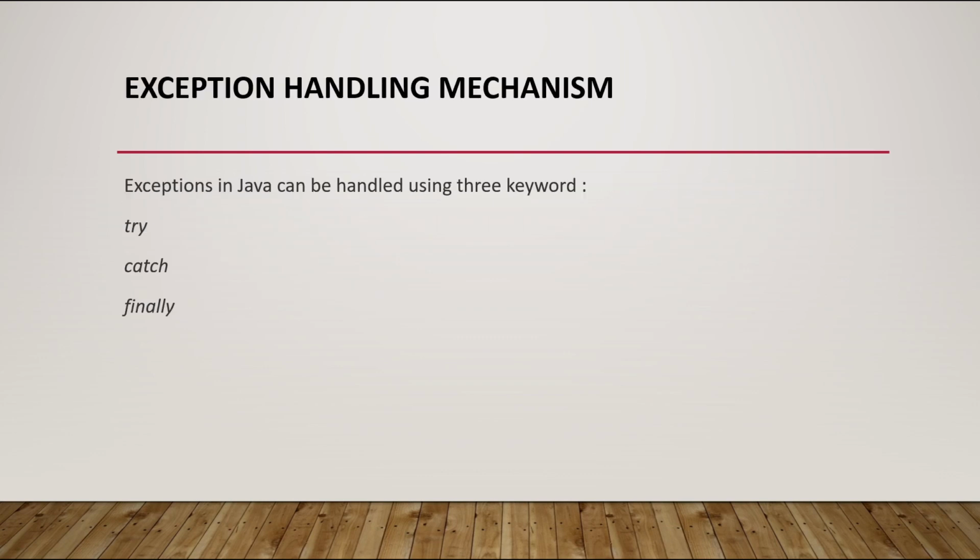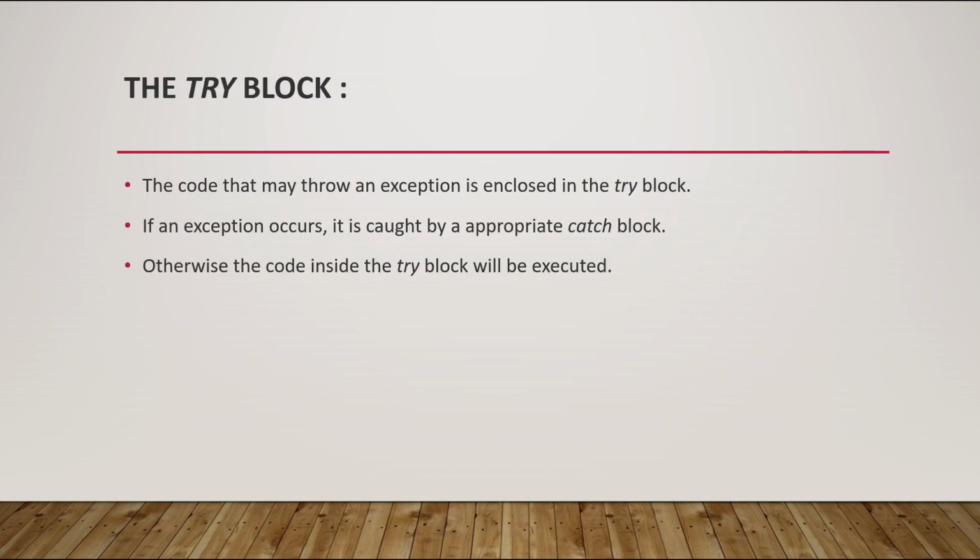Alright, let's move on to exception handling mechanism. Exceptions in Java can be handled using three keywords, that is try, catch, and finally. The try block. The code that may throw an exception is enclosed in a try block. So if you are writing a code which may throw an exception, enclose that using a try block. So if an exception occurs, catch block will catch that appropriate exception and handle it, or else the code inside the try block will be executed.